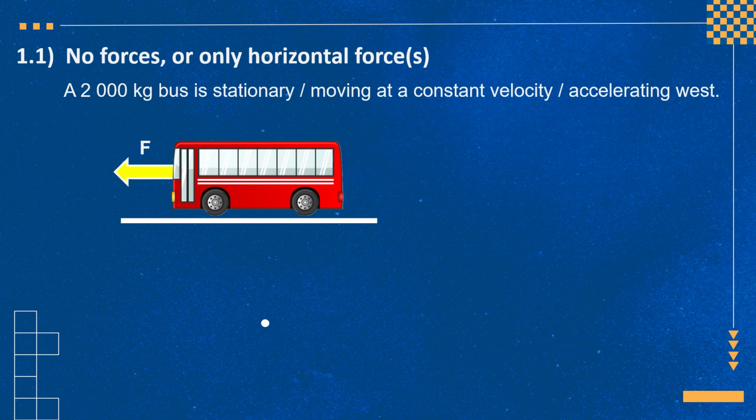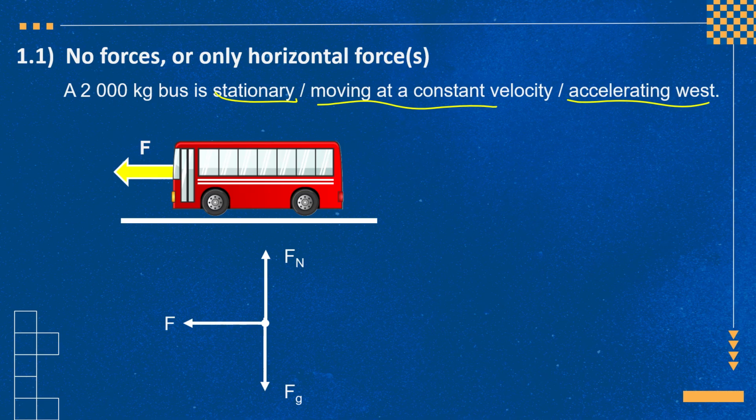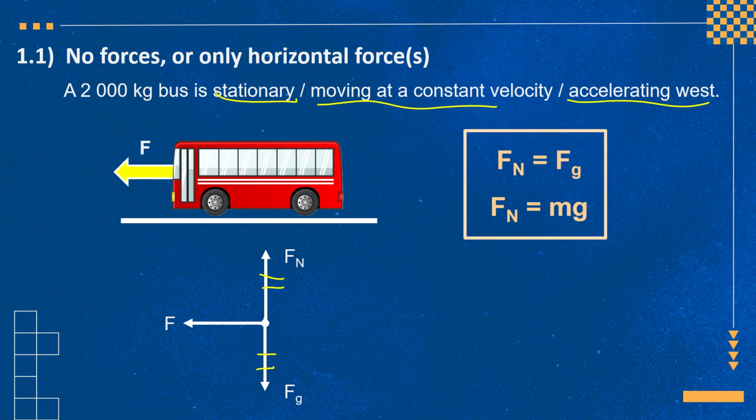Let's quickly look at an example. We have a 2,000 kilogram bus, and now the examiner can tell you this bus is either stationary, moving at a constant velocity, or accelerating west. It doesn't matter, because as long as that object is not hovering above the road or sinking into the road, then we know that the normal force is equal to the gravitational force. And we can start our calculation by doing just that.